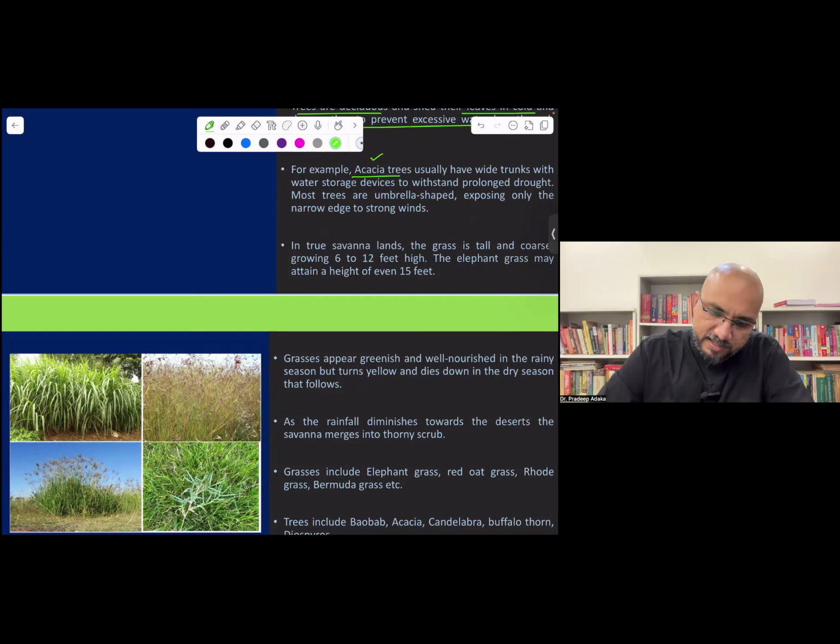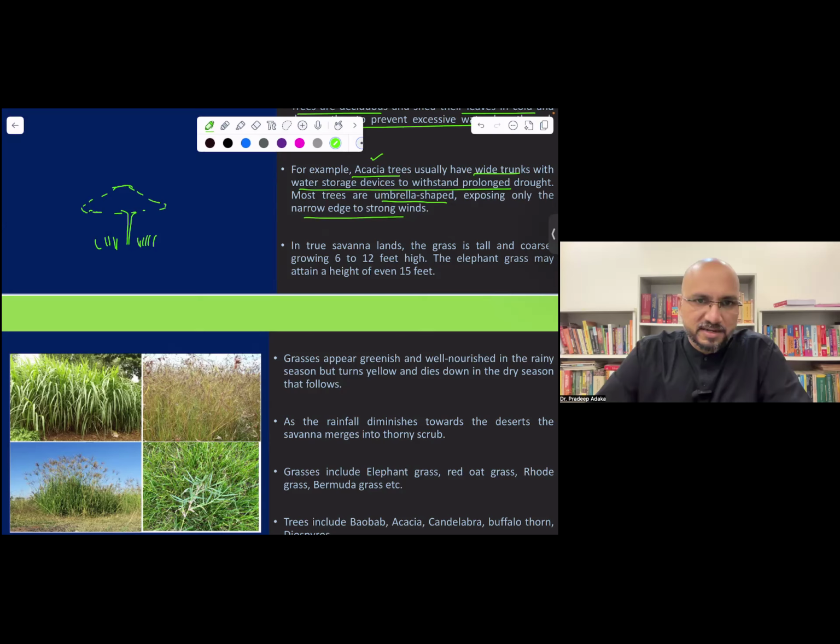They have very wide trunk to store the water and to withstand the prolonged drought condition. Their roots also penetrate very deep. Most trees have umbrella shape, exposing only narrow edge to the strong winds. So you might have seen trees like this. In African savanna, most of the trees are like this because the top is eaten by giraffe. So top of the trees are eaten by giraffe, so they have typically umbrella shape.